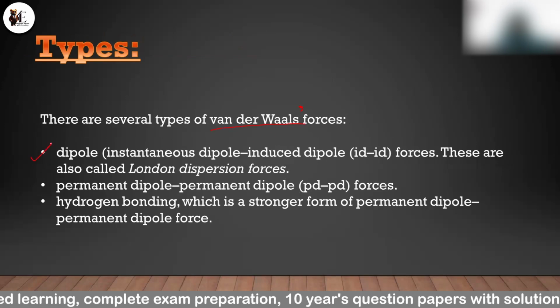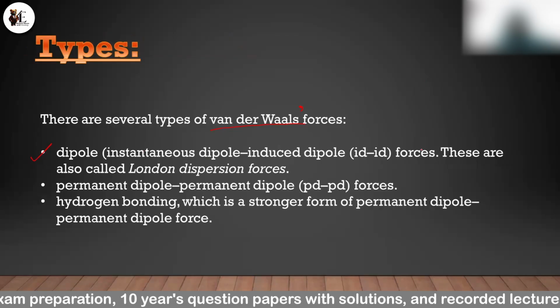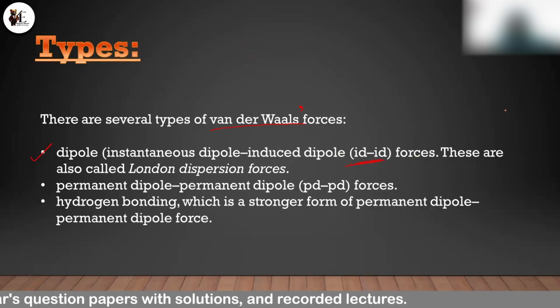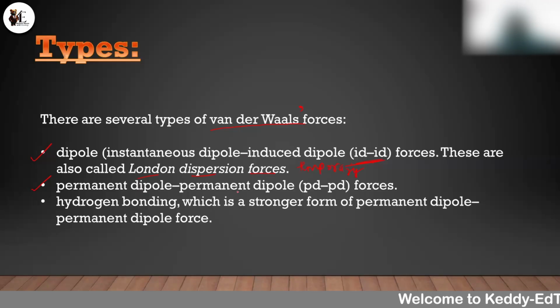First is the instantaneous dipole induced dipole forces, in short ID forces. Basically, these are weak forces. They are also known as London dispersion forces. The second type we are going to read is the permanent dipole. This London dispersion force is temporary, but next we are going to learn about the permanent dipole.